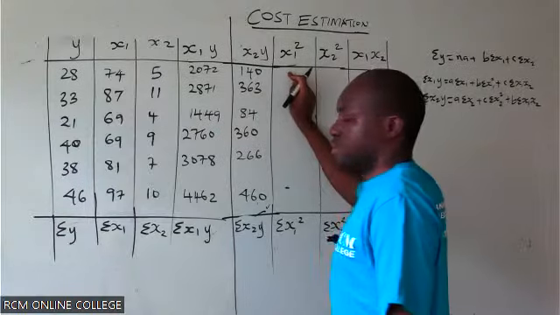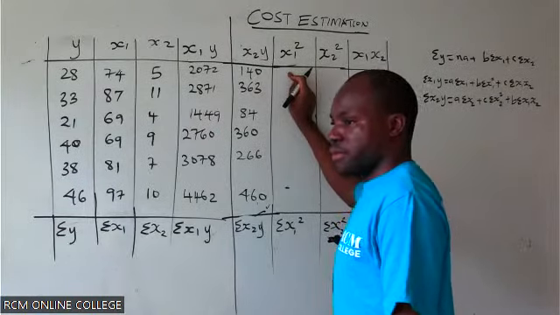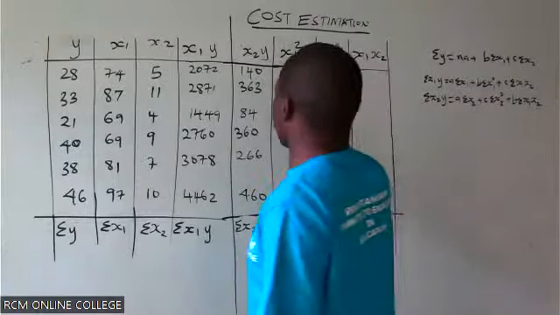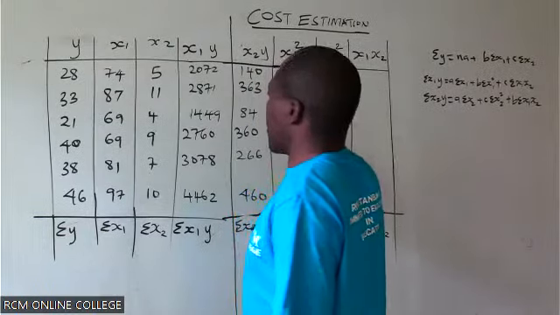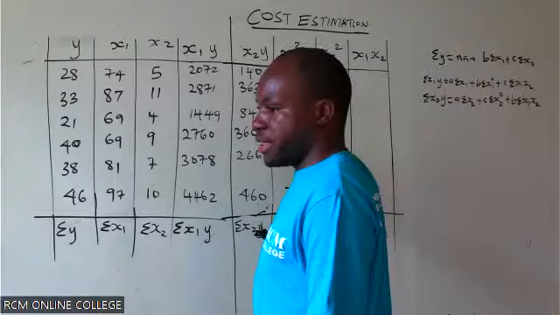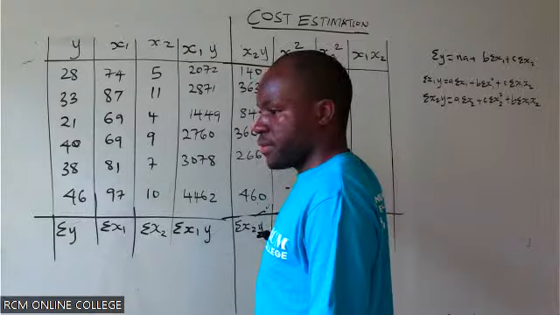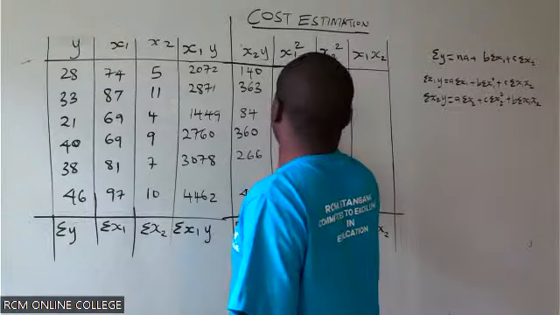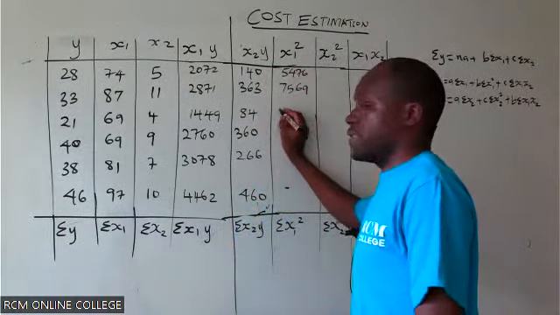Let's come to X1 squared. 74 squared, 5476. Then we have 87 squared, 7569. Let's confirm the answer. Someone else to confirm. 7569.